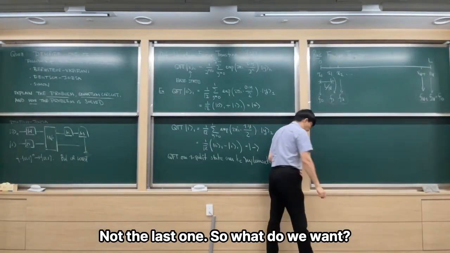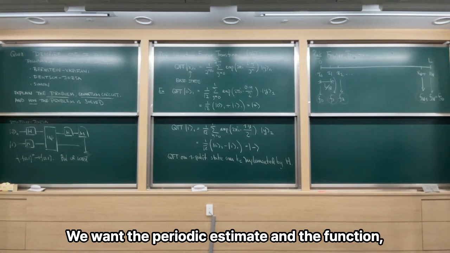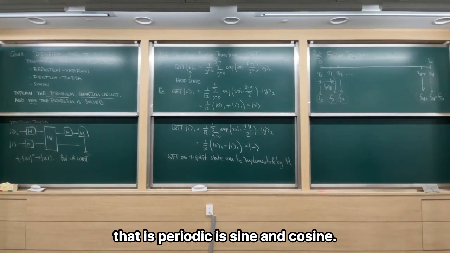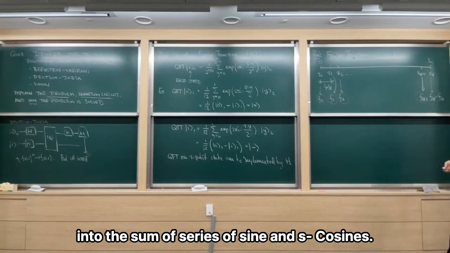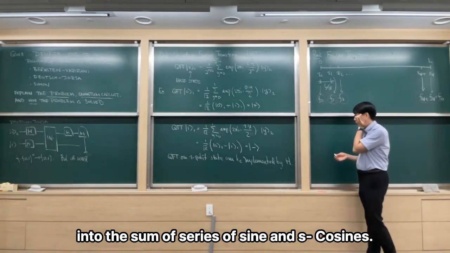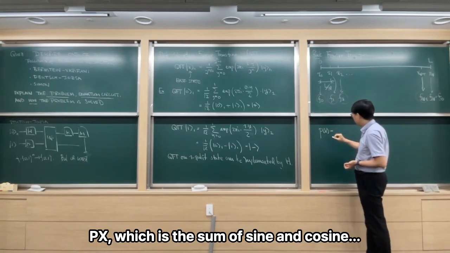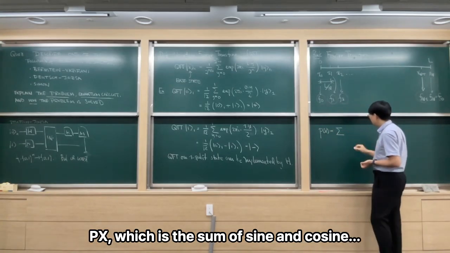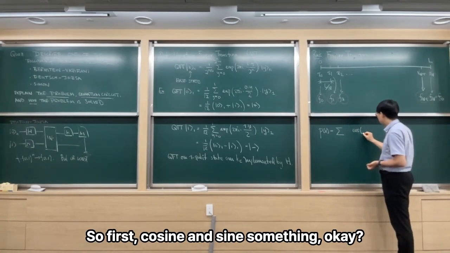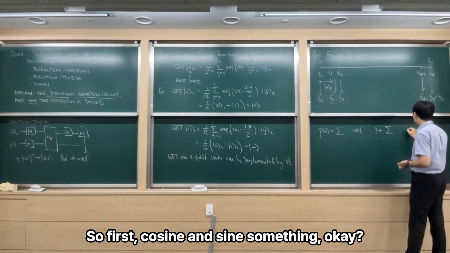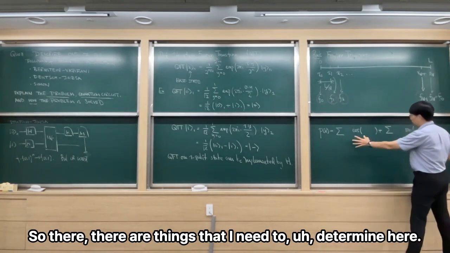Okay. So what do we want? We want the periodic estimate, and the elementary functions that are periodic are sine and cosine. So we want to break it down into a sum of a series of sines and cosines. So I want to set a polynomial p(x), which is the sum of sines and cosines. Let me write it this way. So first cosine and sine, something.